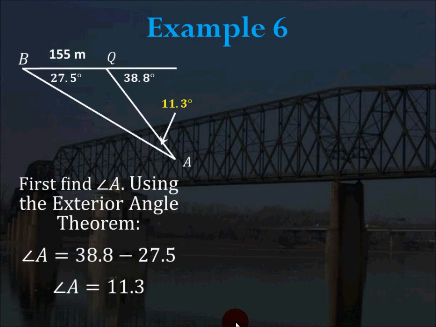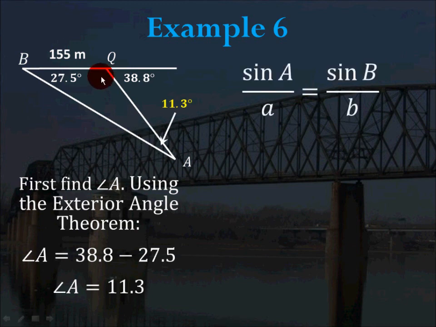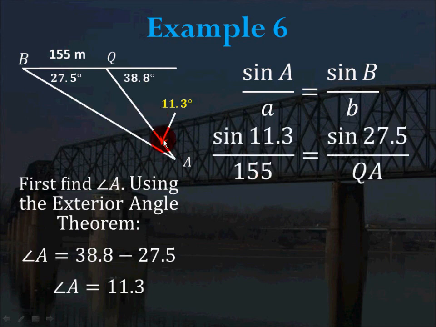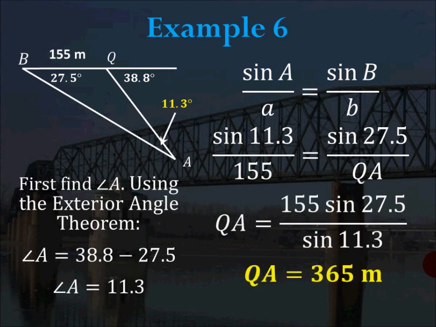There it is. Now, you have two angles and one side, so you are going to use the AAS approach. Now, you figured out all three angles. You actually don't need all three angles because you just have sine 11.3 over 155 equals sine of 27.5 over QA. So, solve for QA by doing this simple ratio, and QA is 365 meters away. Now, what's the likelihood that an animal won't move? I suppose if it's a sloth, it's pretty possible.